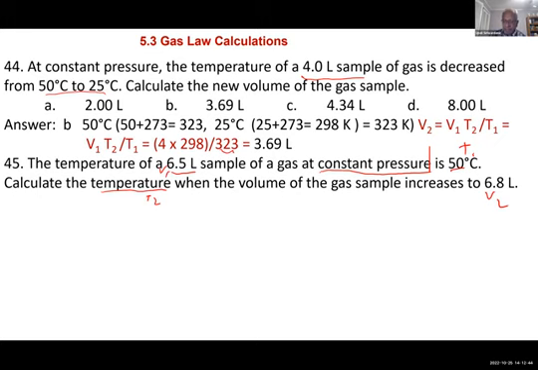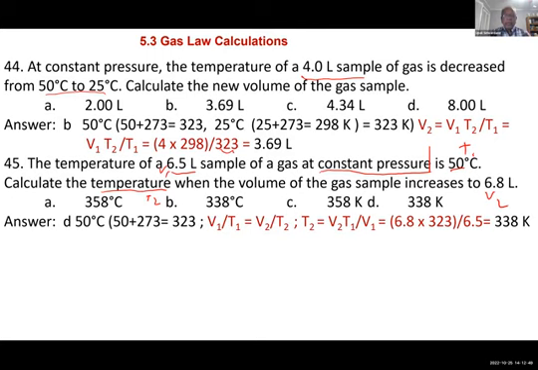So let's see how you do it. First, 50 converted to Kelvin. This is the Kelvin temperature. So you solve for T2 and plug in the values you got from this. V2 is 6.8. V1 is 233. We calculated 6.5. Then the final temperature is 338. We get the answer B. So that's a Charles law calculation.